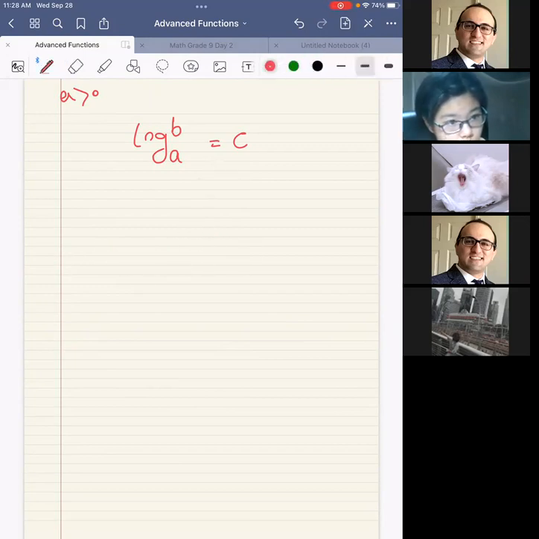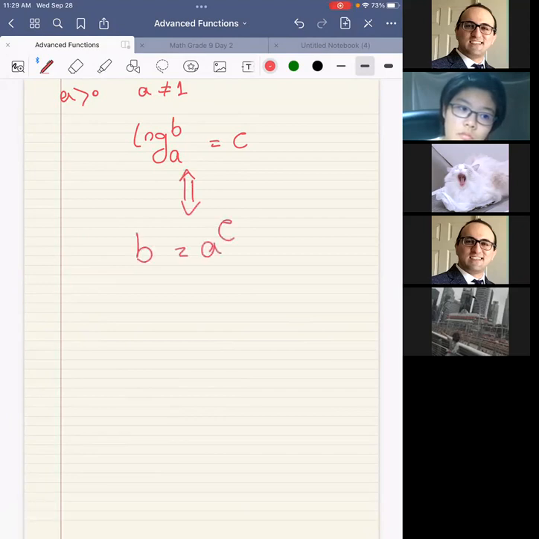Write it bigger. Oh, but a can't be 1, I think. Yeah, that's right. Because in exponential form, when the base is 1, then anything is 1. So 1 to any power is 1, so it's not an interesting function. So log of b with base a equal to c means b is equal to a to the power c.